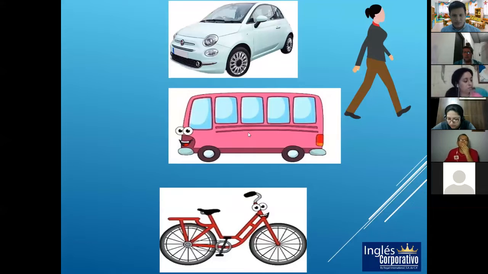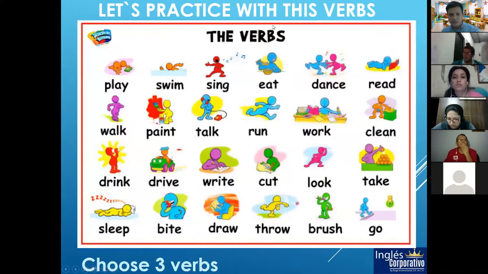Okay, students, continue with the class. We got some verbs. Tenemos muchos, muchos verbos. Me imagino que toditos estos ya los manejan. Vamos a ver si es cierto. Okay, let's do this. What is this? Play. Jugar. Nadar. Swim. Cantar. Comer. Bailar. Leer. Okay, vamos. Ahí estamos bien. Veo que ya los manejan.